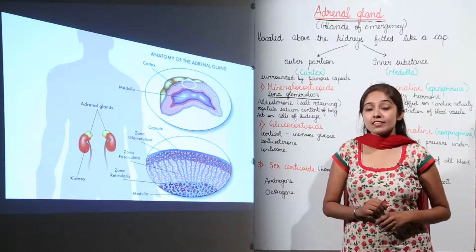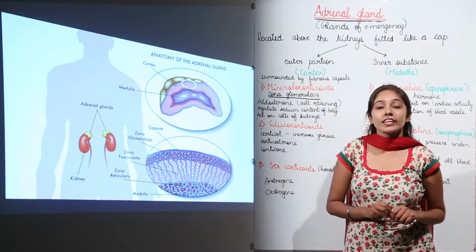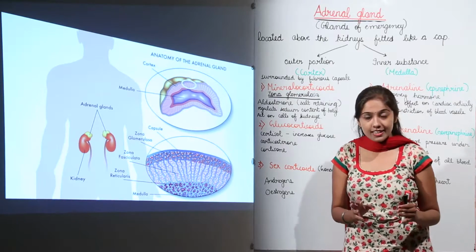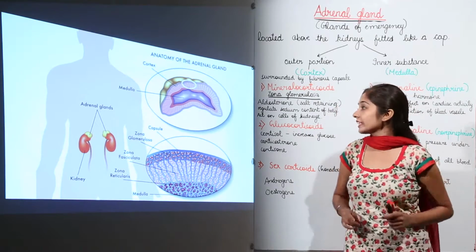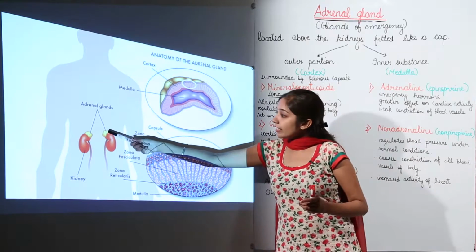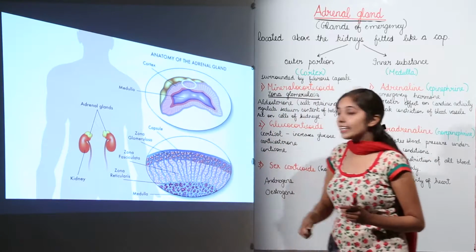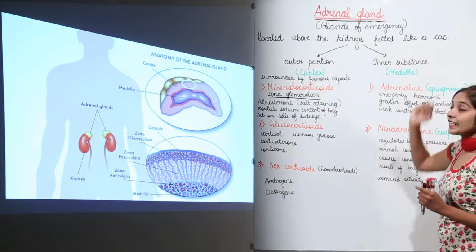Now let's discuss the adrenal glands. These glands are associated with the kidneys, right? They are located above the kidneys and look like a cap over the kidneys. If you see in the image, these adrenal glands look like a cap over the kidneys, fitted like a cap.